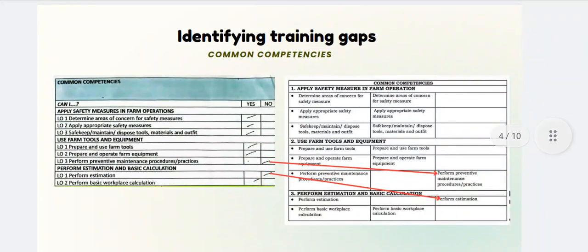Identifying the training gaps in the common competencies. We have two competencies that I found in my respondent. First is LO3 under use farm tools and equipment, which is perform preventive maintenance procedures and practices. And last is perform estimation and basic calculation, which is LO1, perform estimation. Just like I said, just copy the competency from TNA 1.1 and place it under the TNA 1.2.